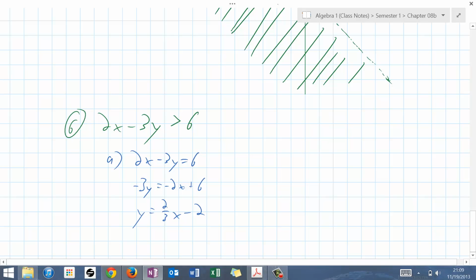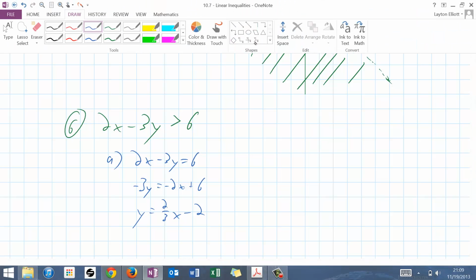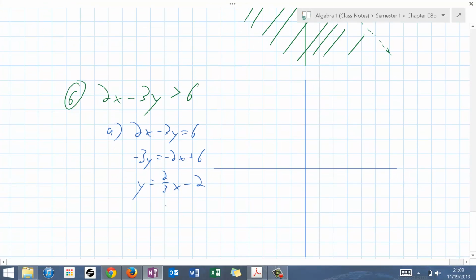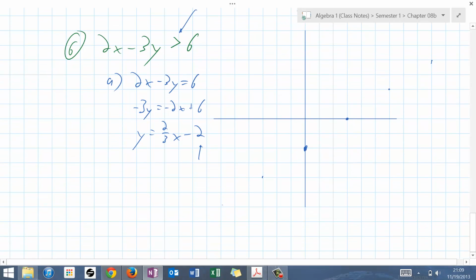If I do y is equal to 2/3 x minus 2 and I graph that, I'm going to have to decide, is it a solid line or is it a dashed line? This one's a dashed. And then negative 2 means a y-intercept of negative 2 with a slope of up 2 over 3. I'm going to put a few points down there so I can get this looking good. And then I'm going to sketch.